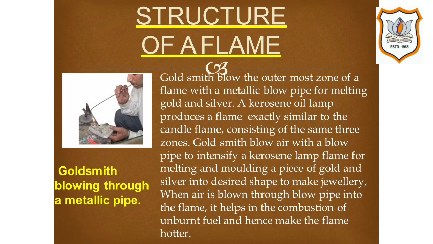A kerosene oil lamp produces a flame exactly similar to the candle flame, consisting of the three zones. Goldsmiths blow air with a blowpipe to intensify a kerosene lamp flame for melting and molding a piece of gold and silver into the desired shape to make jewelry. When air is blown through a blowpipe into the flame, it helps in the combustion of unburned fuel and hence makes the flame hotter.